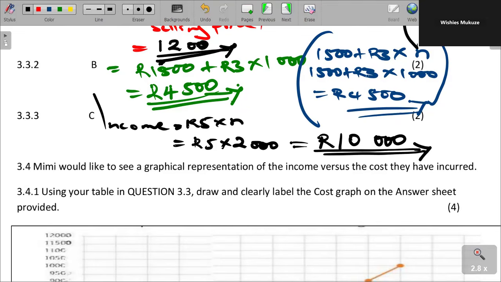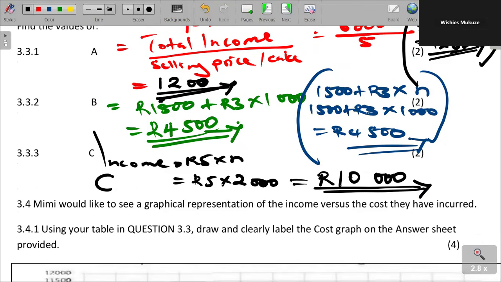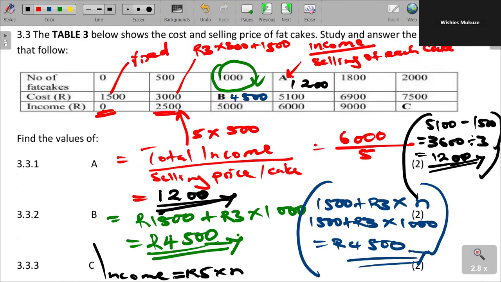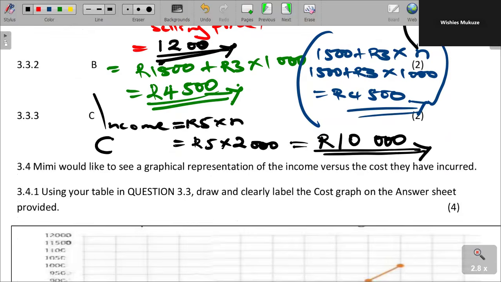Then it is done. That is income. C is equal to 10,000 according to the formula that we have used, which applies in that case. That is how we work this. So C is equal to 10,000 following the calculations that we did.